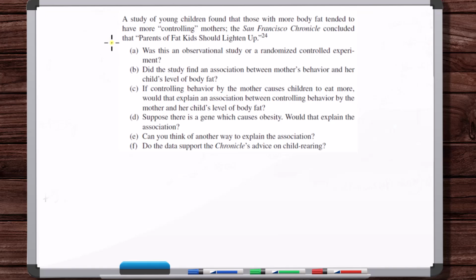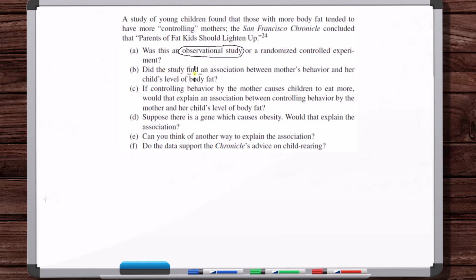They're just looking at, okay, we have a controlling mother here, however they conclude that, and this controlling mother has a child or doesn't have a child that has a lot of body fat. The experimentalists have no control over who's in the control group and who's in the treatment group. So this is an observational study.